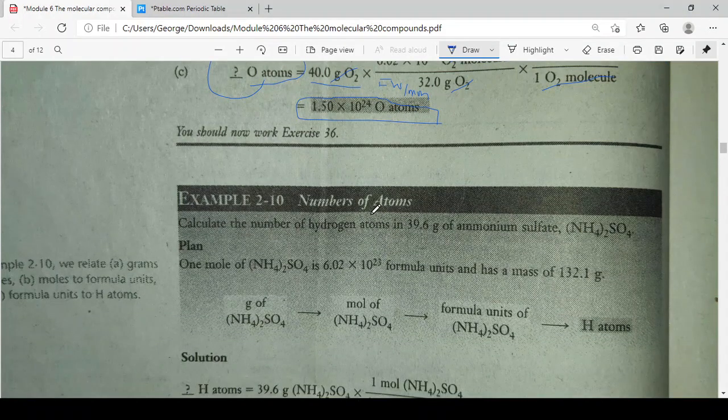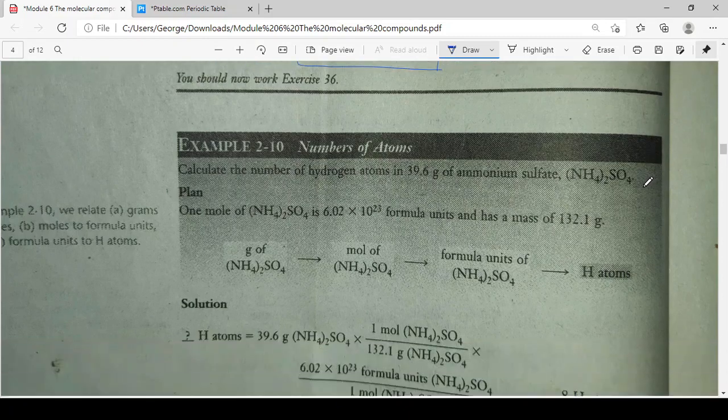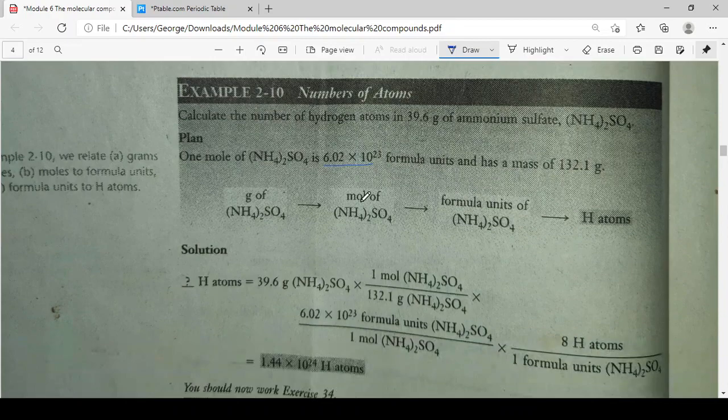Next, we have your number of atoms. Calculate the number of your hydrogen atoms in your 39.6 grams of your ammonium sulfate, which has an NH4, 2, and SO4. So your 1 mole of your ammonium sulfate has an Avogadro's number of, for every mole, 6.02 times 10 raised to the power of 23 formula units. It has a mass of 132.1 grams.